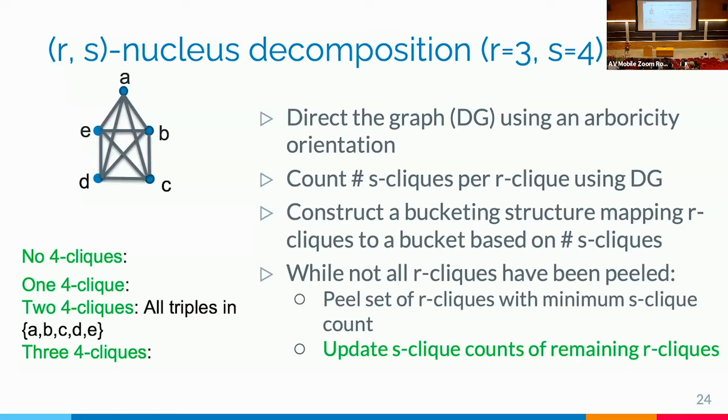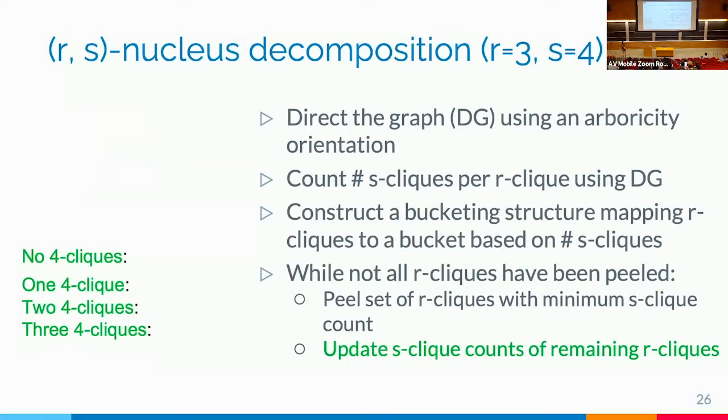So now all triangles remaining have 4-clique degree exactly 2. So now we essentially peel the rest of the triangles from the graph, and we're left with an empty graph, so we're done. So this is the basic nucleus decomposition process.